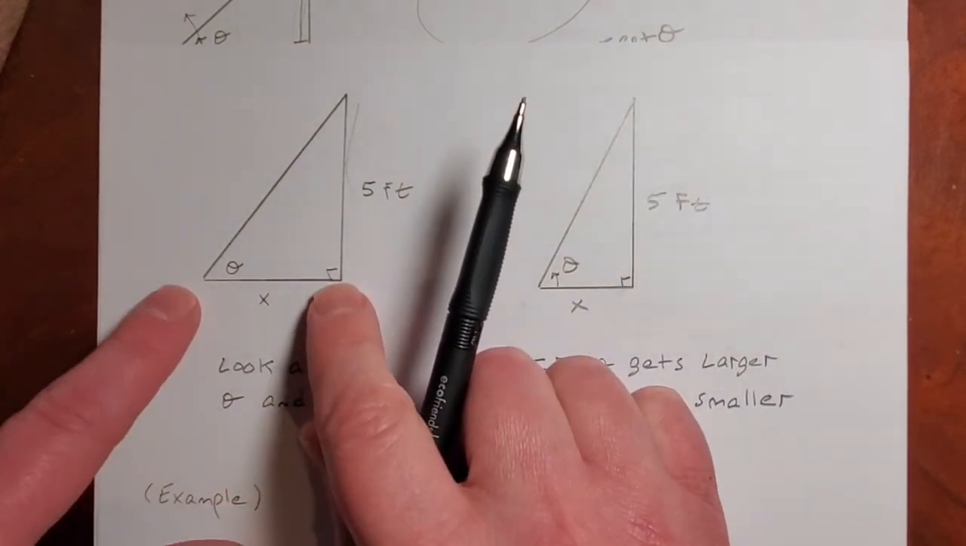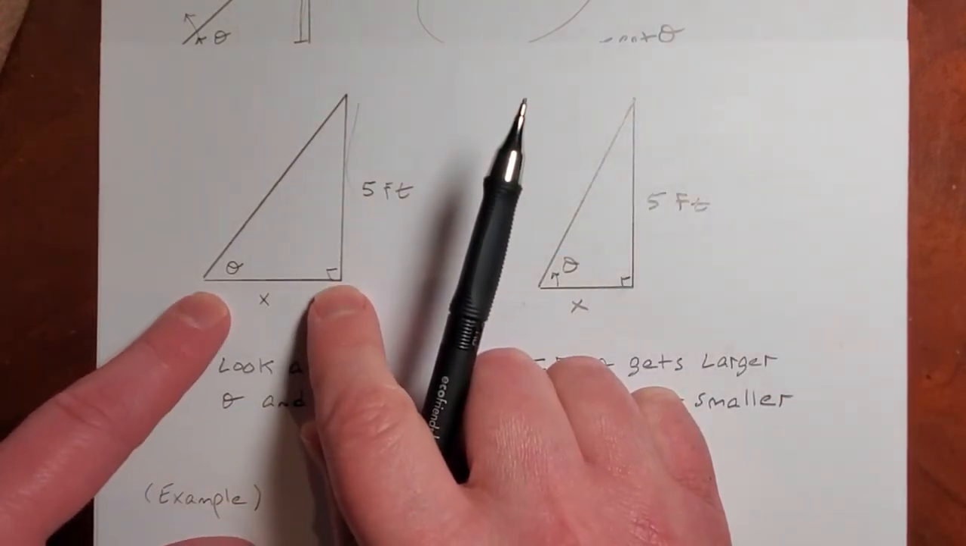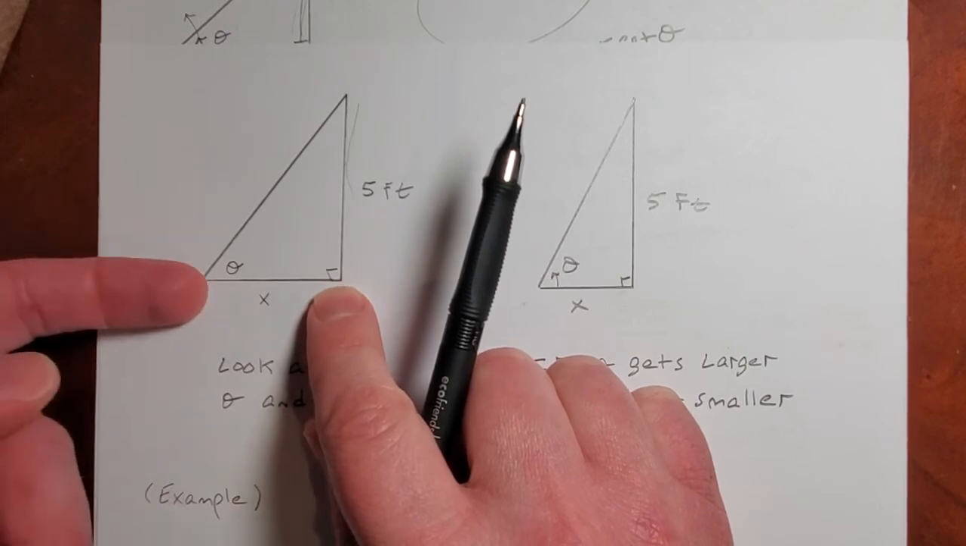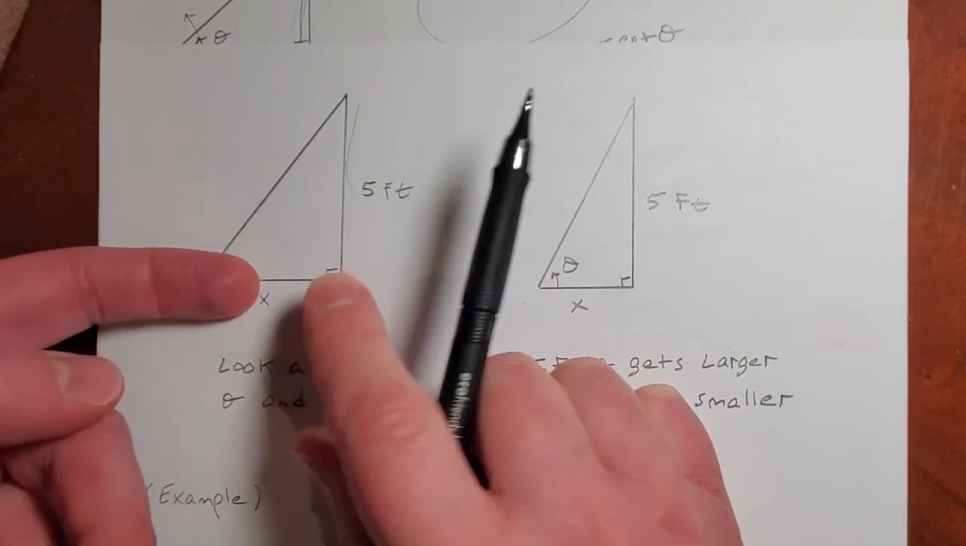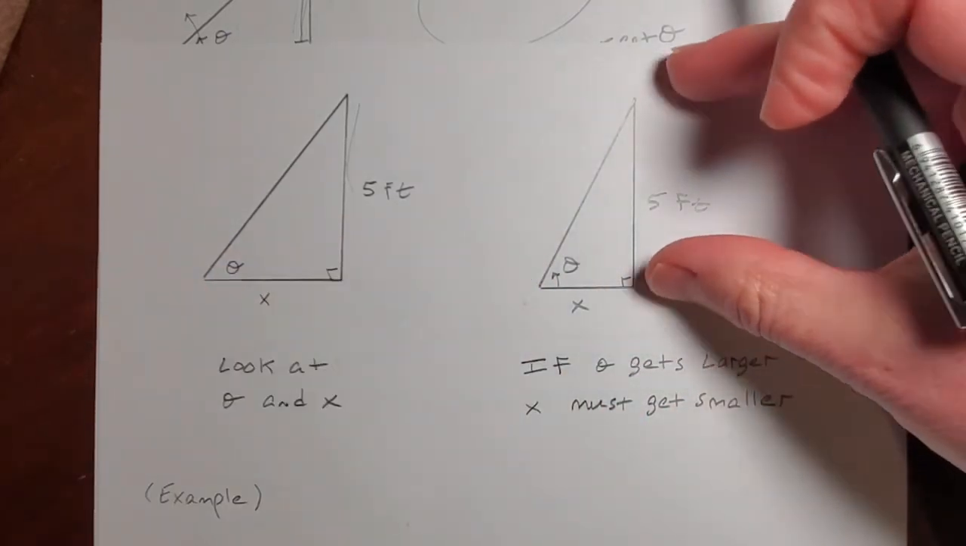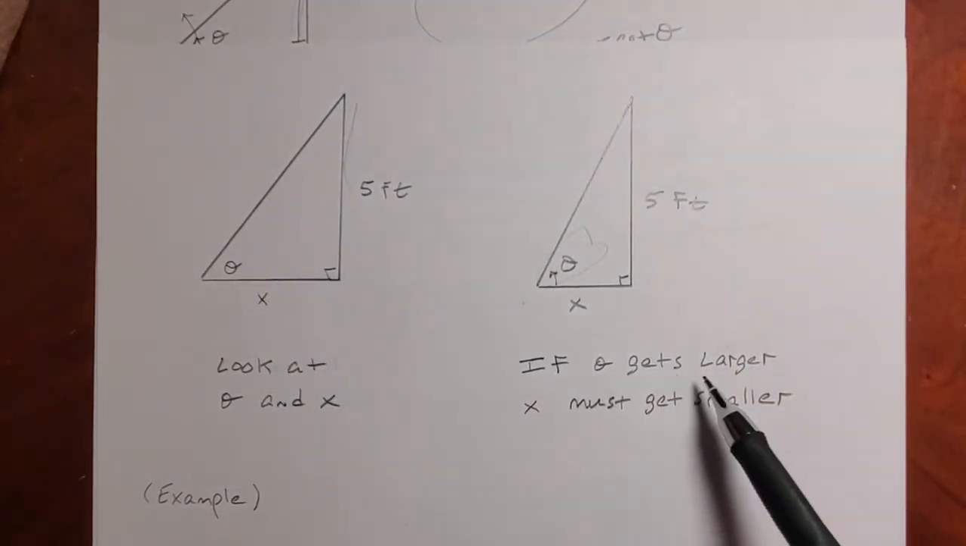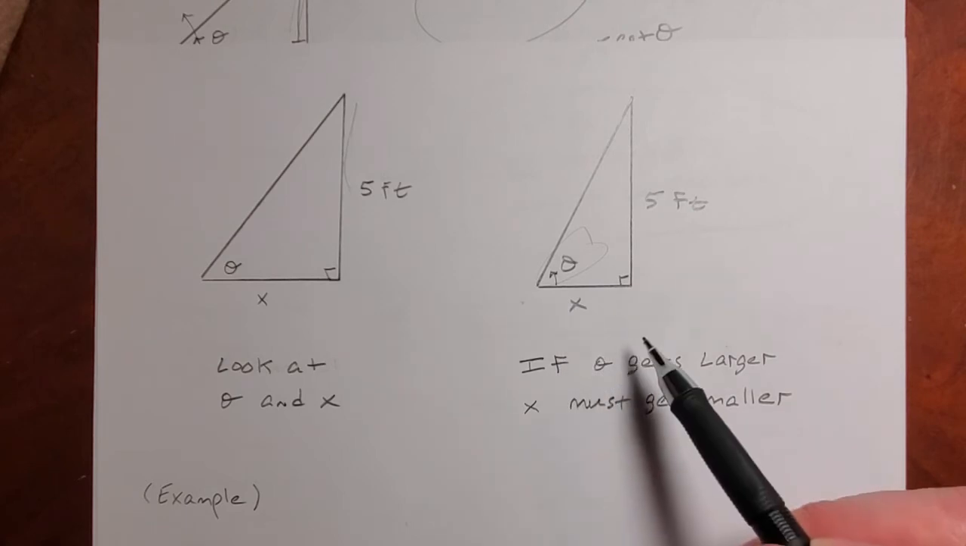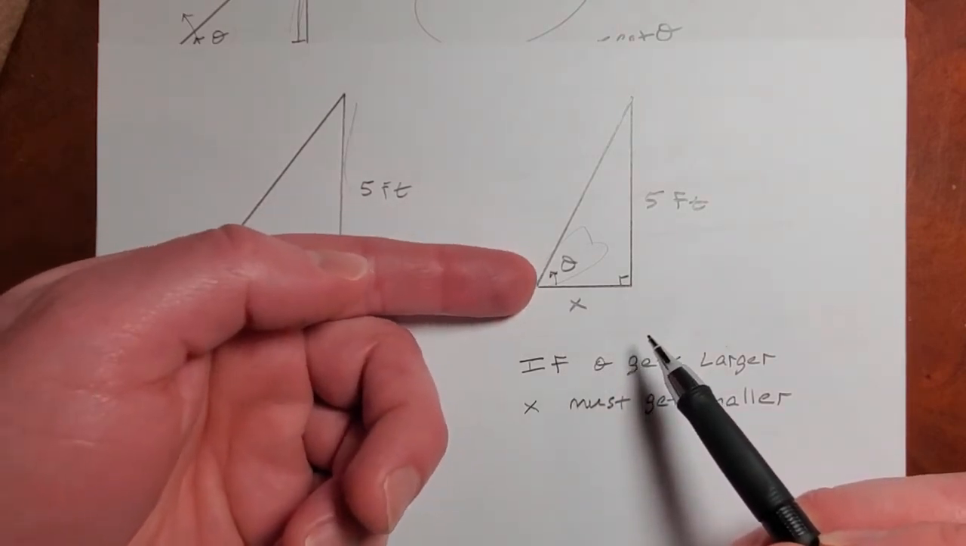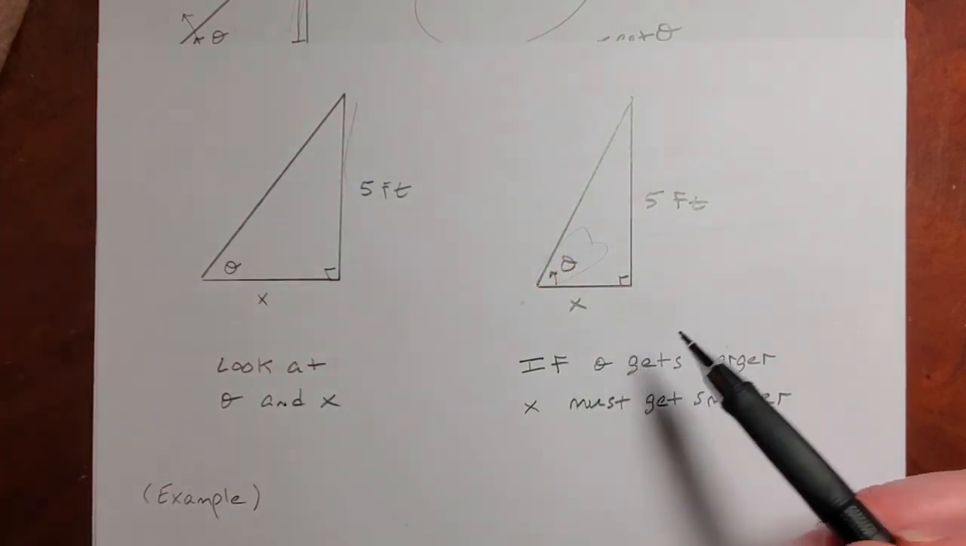How would you have to change this triangle to make the angle bigger? Wouldn't you have to push this in that way? Oh, like this. So that's still 5, 5 and 5. Theta's bigger here, but if theta gets larger, the x has to get smaller. You have to push that corner in this way to make the angle bigger.